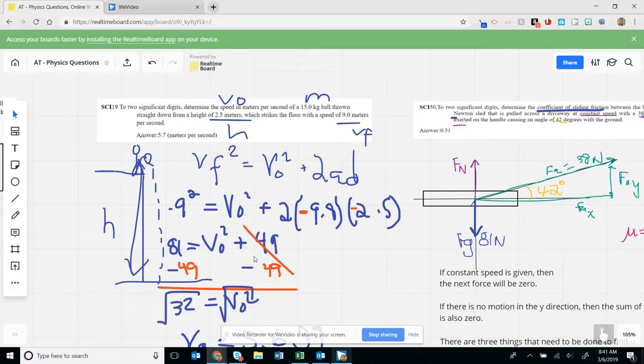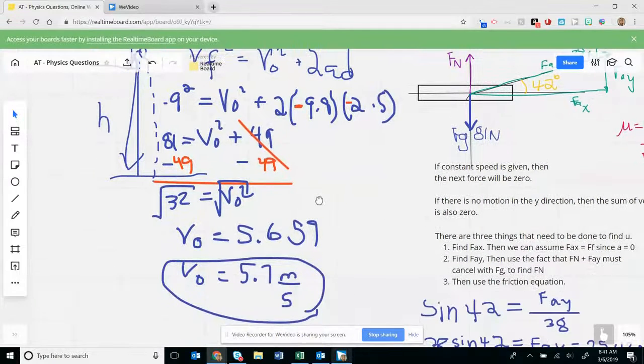So those negatives really are going to turn into a positive, and that's why I have a plus 49 over here. As a last step of algebra, we would subtract the 49 over to the other side and then take the square root. And again, going back to the way they asked for it, they wanted 2 significant digits, so we would round here to 5.7 meters per second.